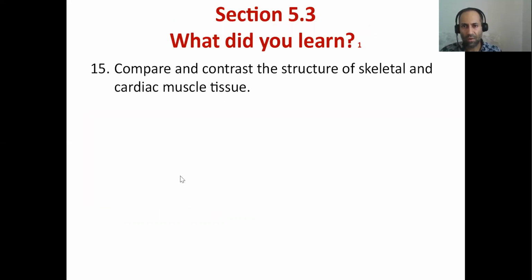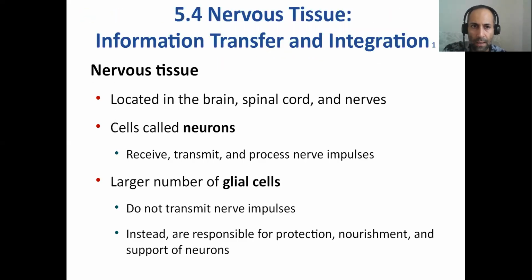Compare and contrast the structure of skeletal and cardiac muscle tissue. Well, they're both striated. Cardiac muscle has intercalated discs. Skeletal muscle has no such structure, okay?